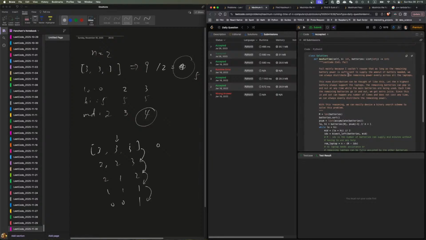As long as the remaining battery power is sufficient to supply the amount of battery needed, we can always distribute the remaining power evenly across all the laptops. Let the n highest batteries always support the laptops. The remaining batteries can pop in and out at any time while the main batteries are being used. Each time the remaining batteries go in and out, we get extra juice. Since this in and out can happen any number of times and does not cost any time, we can always evenly distribute the remaining power.